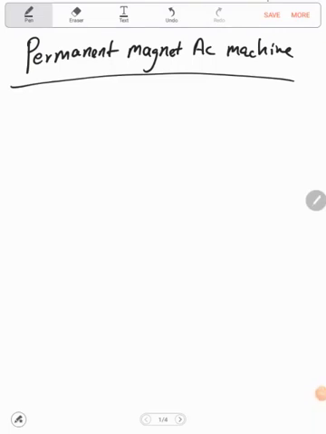Assalamu alaikum. So today we'll discuss the permanent magnet AC machine modeling. Now simply, the permanent magnet AC machine consists of stator and rotor.